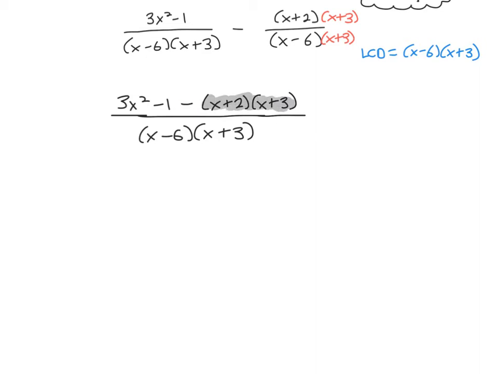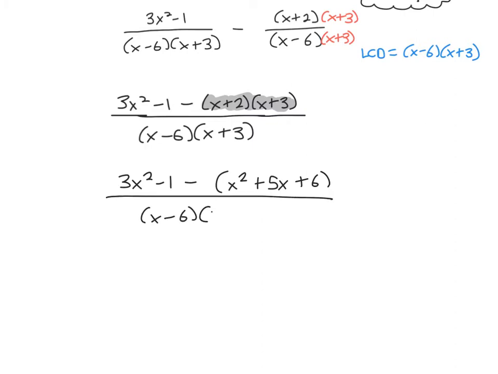I'm going to be really careful about this negative. So we're going to put whatever we get, the product, in parentheses. So it gives us 3x squared minus 1 minus x times x is x squared. And then here we have plus 3x plus 2x, which would give us plus 5x, and then plus 6, all over x minus 6 times x plus 3.